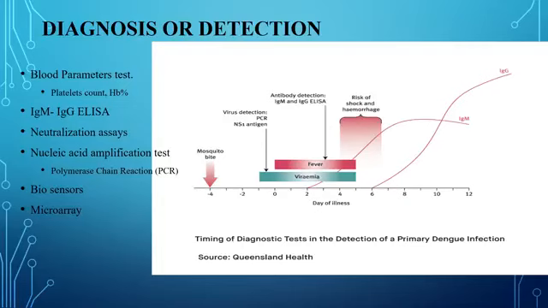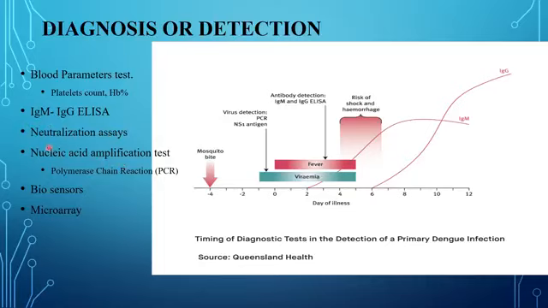Now, diagnosis or detection of dengue virus. How will we detect or diagnose whether it is a dengue infection or not? There are certain parameters used for this. For example, we can detect it from blood tests. We count the platelets and HCT in the body. When the amount of platelets or HCT decreases, we say that the patient has a dengue infection. After that, we will detect it through ELISA, where IgG or IgM will be detected in the body.